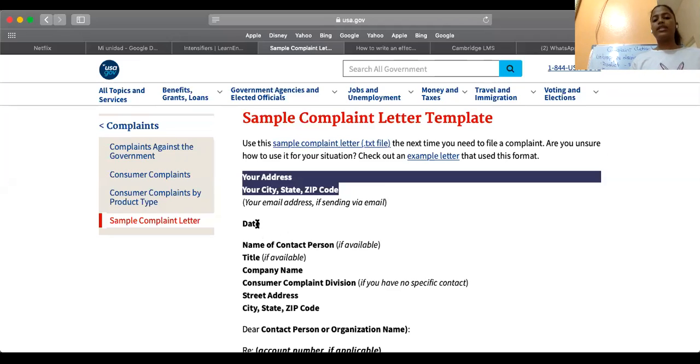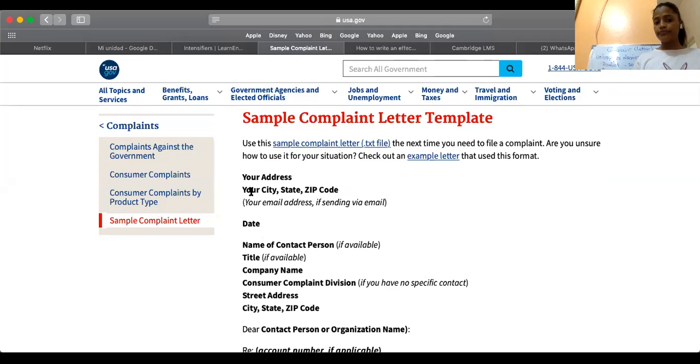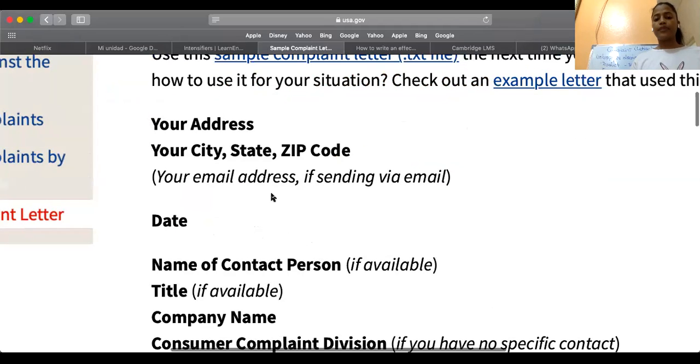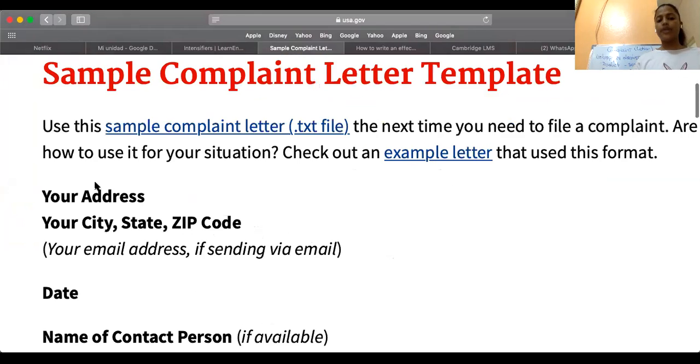Remember that you need to be polite. You are not writing something sarcastic, angry, or impolite. Everything has to be respectful. So you can put your address, your city, your state. That means where you live. You can invent this part. It doesn't have to be your real information. Your city, your state, and your zip code.